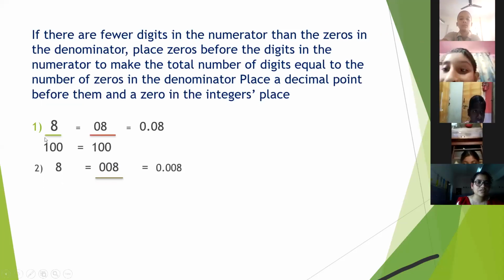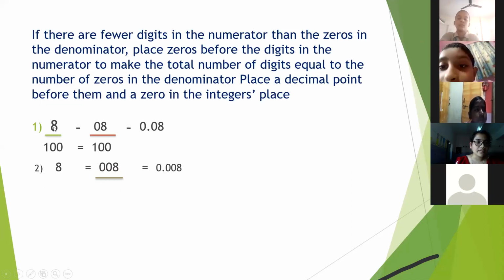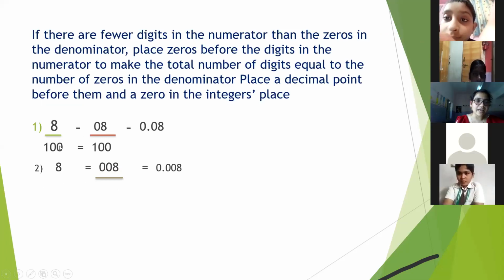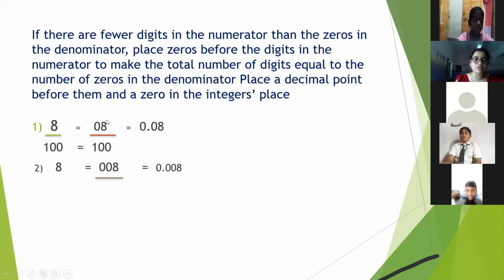See, student, this question, how will we solve this? 8 divided by 100. So 2 zeros are given here after 1. So you will put in front of 8 one more 0, so that the number of zeros in the denominator is 2 and in the numerator also 2 numbers are here. So it will be easy to solve. 1, 2 zeros are here. So you will move 1 place, 2 place, and you will put the decimal over here, then in front of that 0.